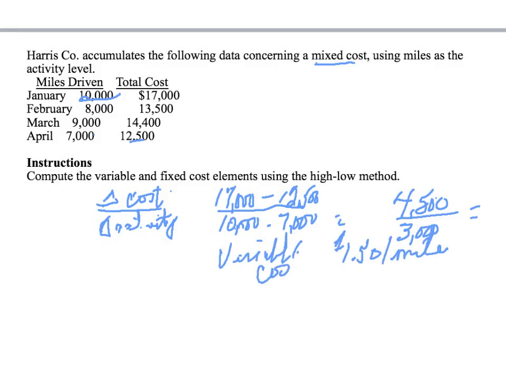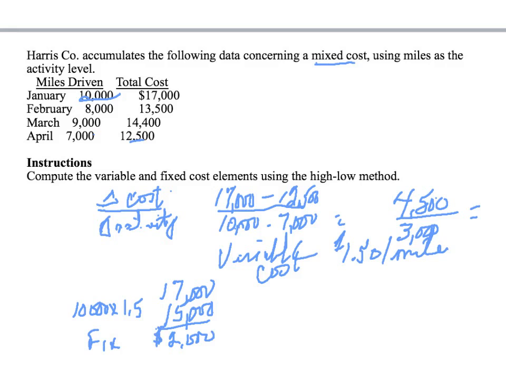Now, we then go back and we take it at the high. The total cost was $17,000. And the variable cost would be $10,000 times 1.5, which in this case would be $15,000. So if the variable cost is 15, then the fixed cost would be $2,000. And if that's the case, it would be the same at the low. At the low, the total cost was $12,500.